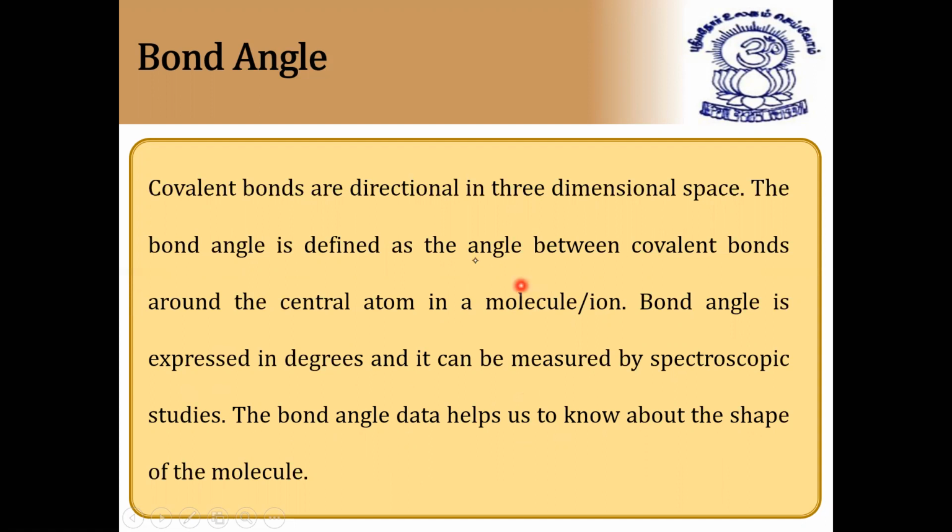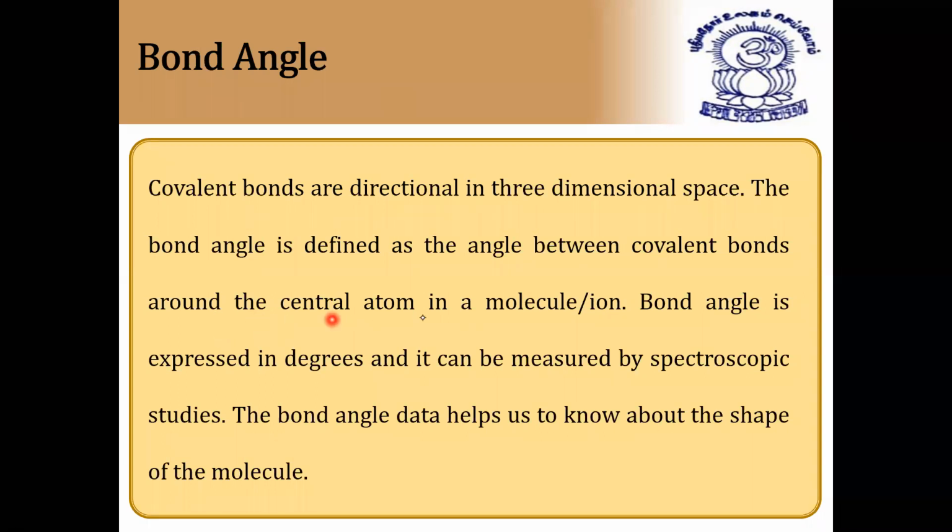For example, if the bond angle is 109 degrees, it is tetrahedral shape. It will take the shape of a tetrahedron. This we will observe in the case of methane. If the bond angle is 180 degrees, it is linear, a straight line. So with the bond angles, we'll be knowing the shapes of the molecules. I hope it is clear.